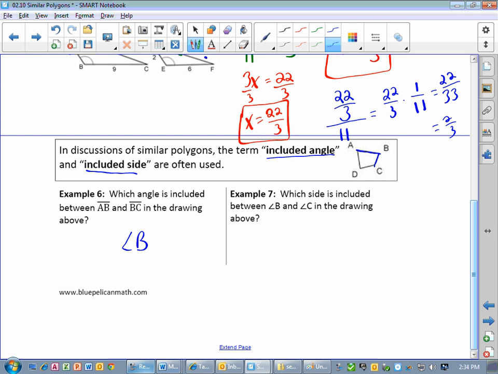So which side is included between angle B and angle C? So angle B, angle C. So the side that's included is the one between them. So segment BC. So when asked about included angles, or when you see that, that's what it's referring to, just the ones that are between them.